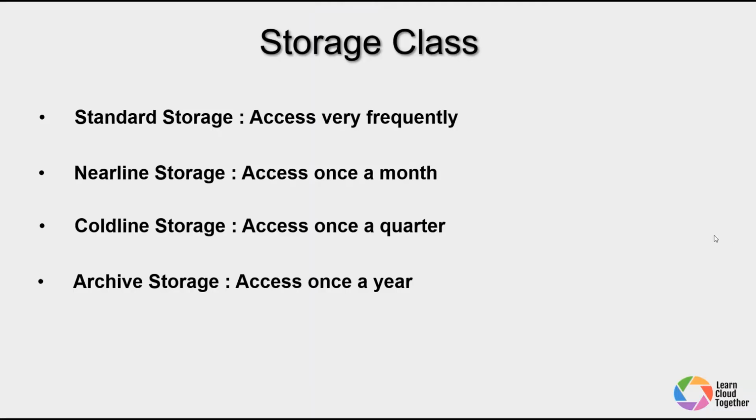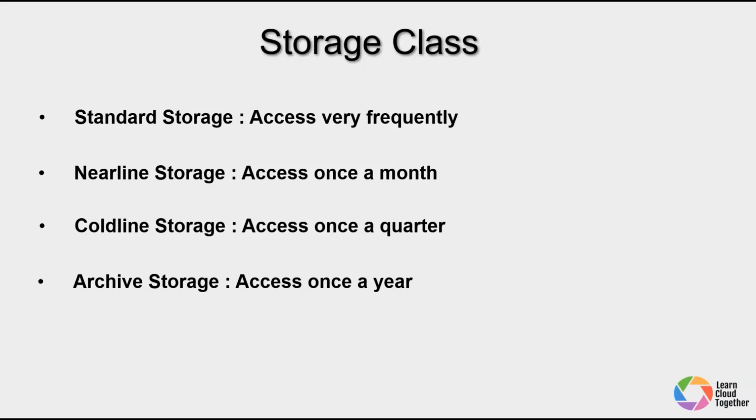So there are four types of storage class: Standard, Nearline, Coldline, and Archive. Standard is very good, for example, when you have content which is accessed very frequently. The use case might be a website or streaming videos. Nearline storage is where you have access once a month. The use case for this one is data backup or long multimedia content that you want to store, and it's going to be accessed once a month.